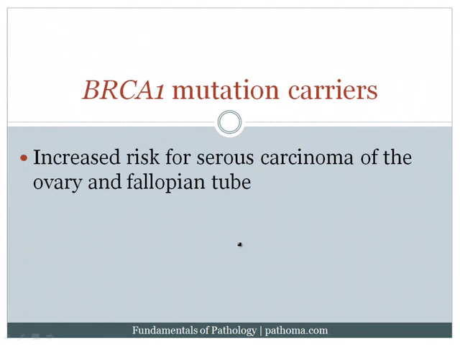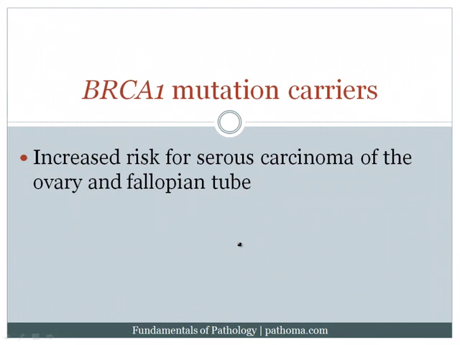Now, one important association here that's high yield for examinations, especially board examinations, is the fact that BRCA mutation carriers can get a specific type of ovarian carcinoma. Let's go back and remind ourselves that patients who have BRCA1 mutations, they have an increased risk of breast cancer, but in addition to that, they also have an increased risk of ovarian cancer. So BRCA1 is breast and ovary. It's not enough to know just that.